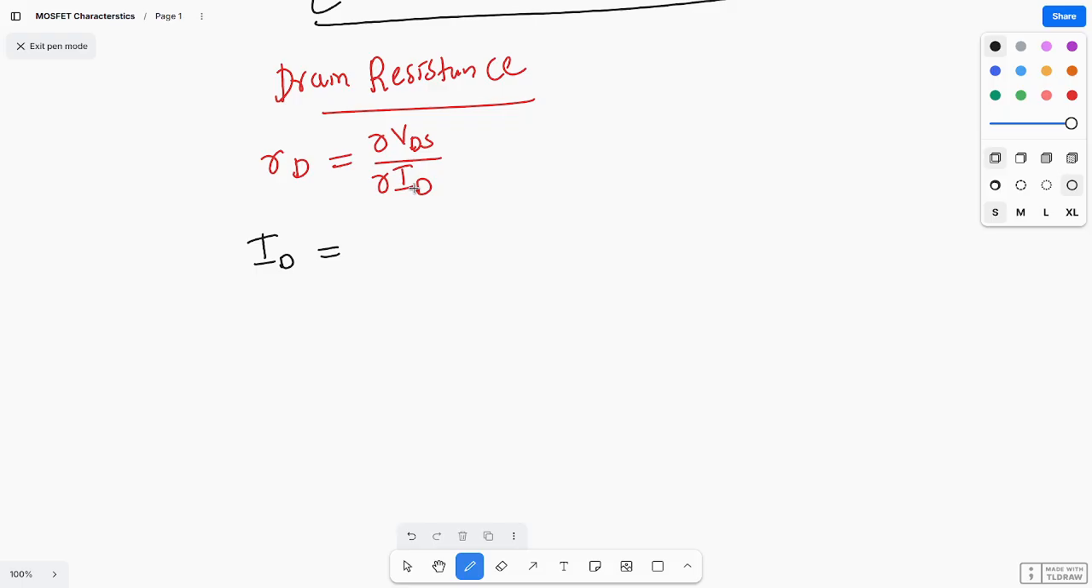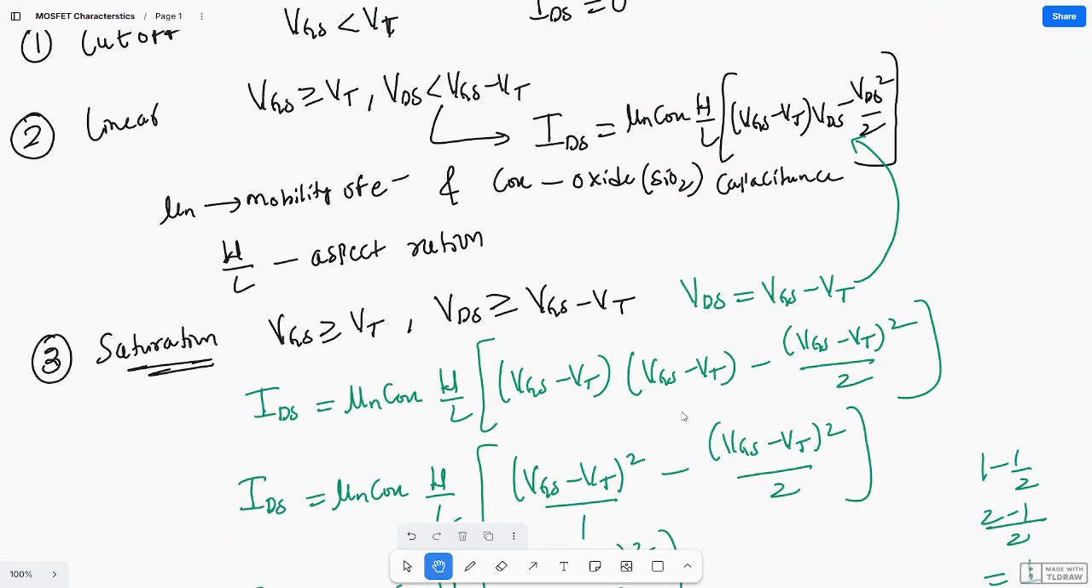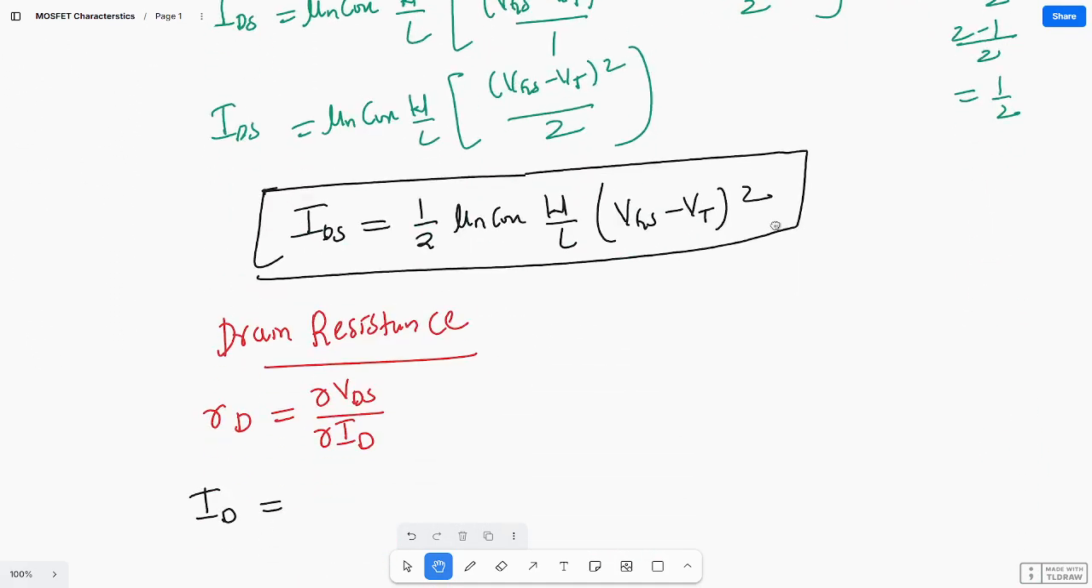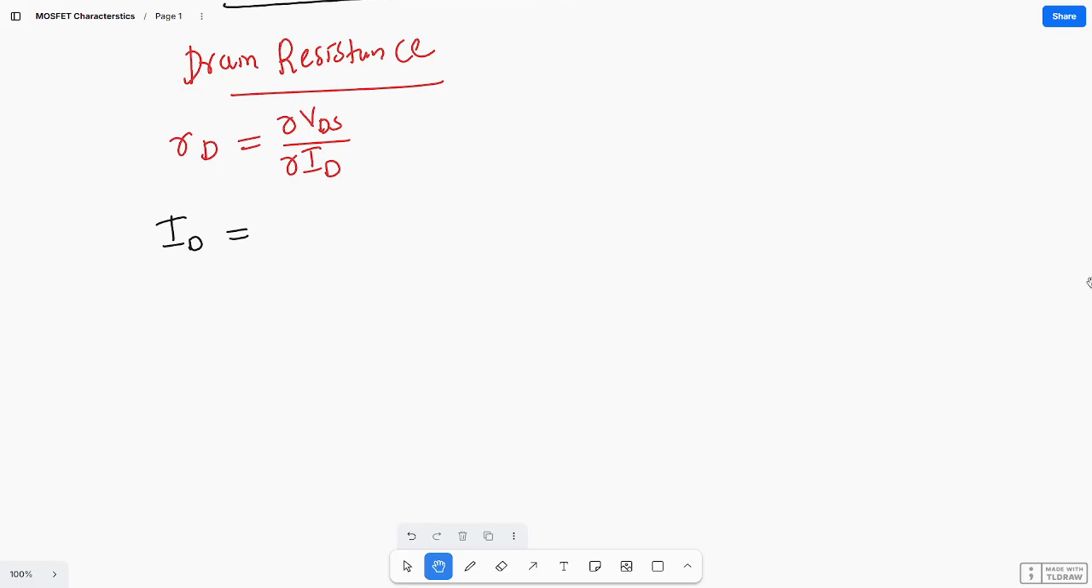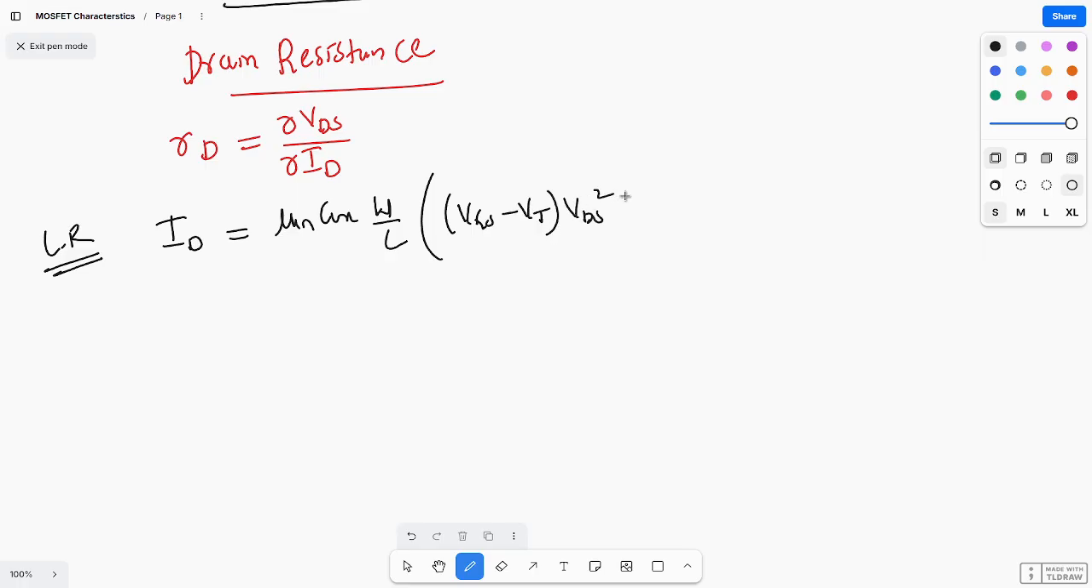So ID equals what? What did you get in the linear region? This is the current equation in the linear region, no? So ID equals mu n COX W by L into (VGS minus VT) VDS minus VDS square by 2. I am writing this equation in the linear region.